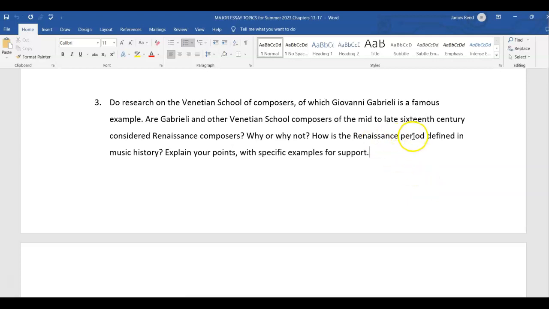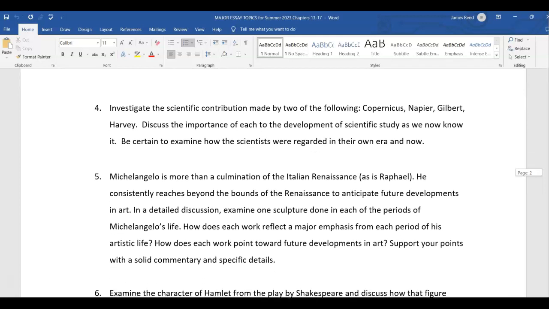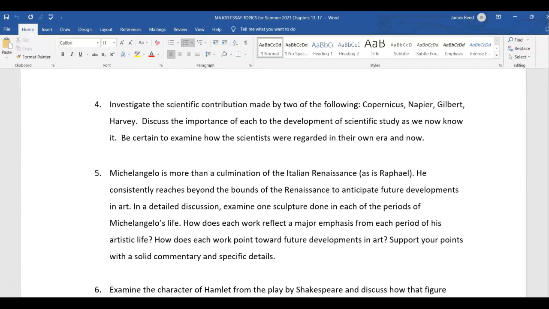You want to look at how that period, the Renaissance period, is defined in music history, and then again look at very specific examples by Gabrieli and others to explain how they can be viewed, what era they should really be considered in. The next one allows for some discussion about science and its importance during the era.